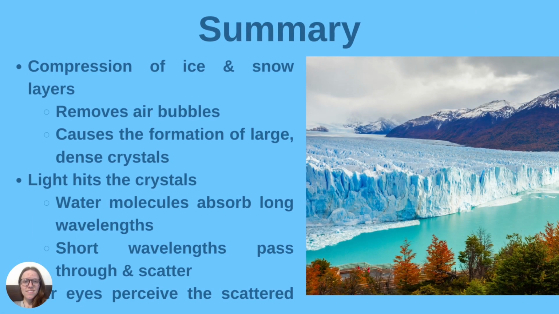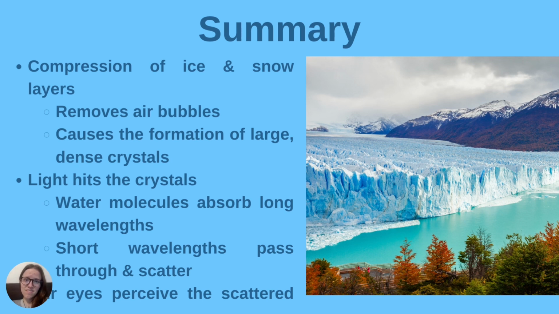So to summarize, over time, glacier ice gets buried under new layers of ice and snow. These weighted layers press the air out of the deeper layers of ice. This not only causes most of the air to be removed, but it also causes the ice to form large, dense crystals. When light hits the water molecules in these crystals, the molecules absorb long wavelengths of light.